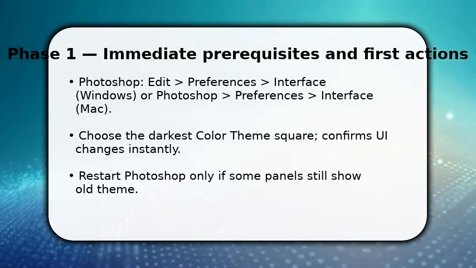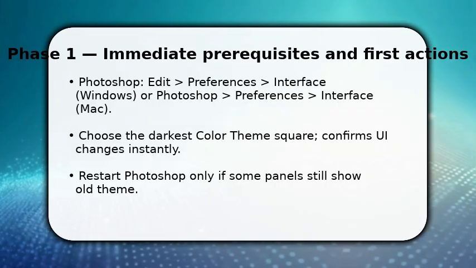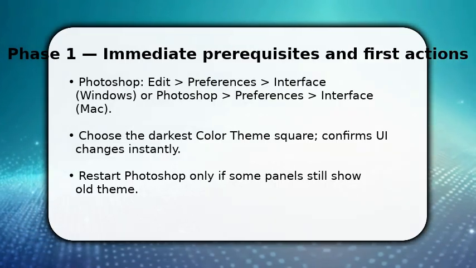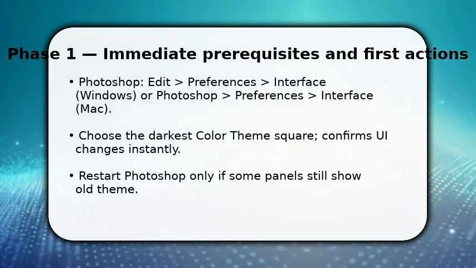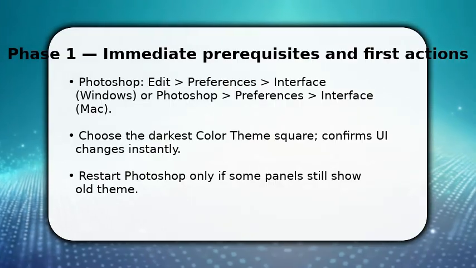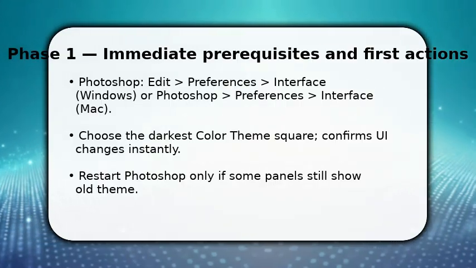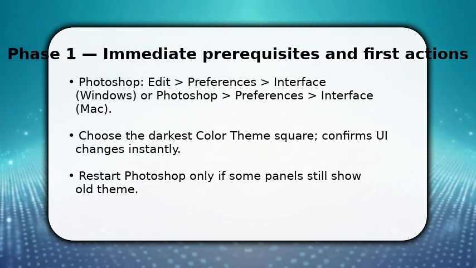If a panel looks unchanged, restart Photoshop to force a refresh. You're not adjusting documents yet, you're changing the application canvas. So this single step is the primary action and gets you into dark mode fast.